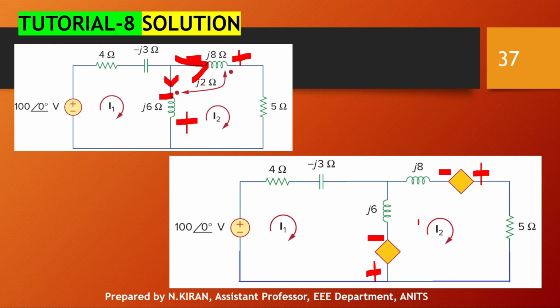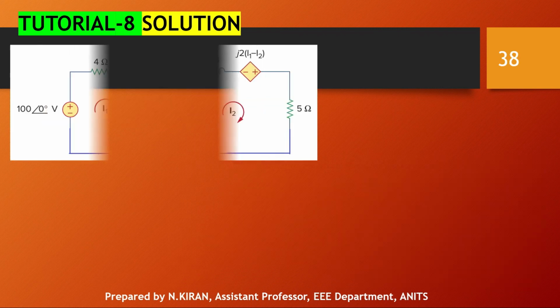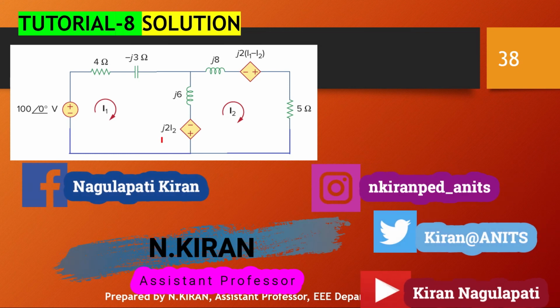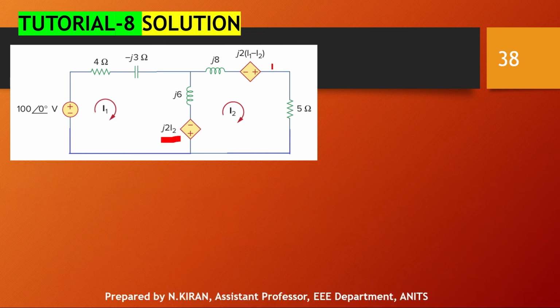Okay. So after finding the polarities, now the value of M in each case. The M value is given as j2. So here I'll get j2 into I2 because there is a current flowing in the second coil, and due to this current an EMF is induced in this coil. Similarly, here the value is j2 into I1 minus I2 because the current flowing in this coil is I1 minus I2, and due to this current an EMF is induced in the second coil.